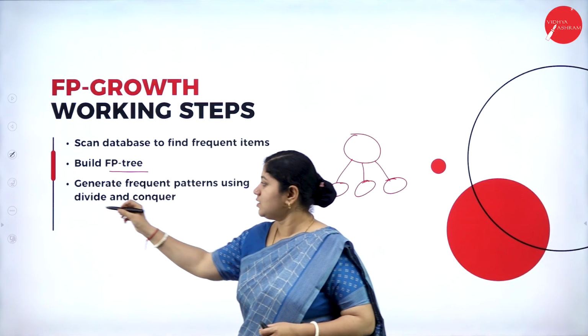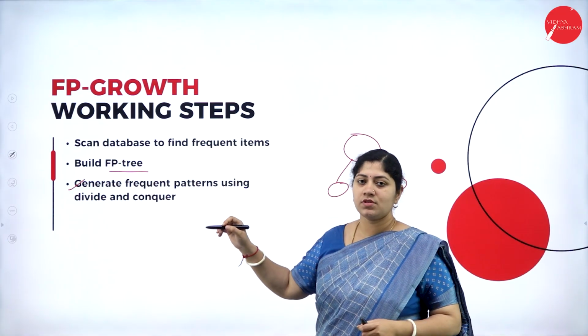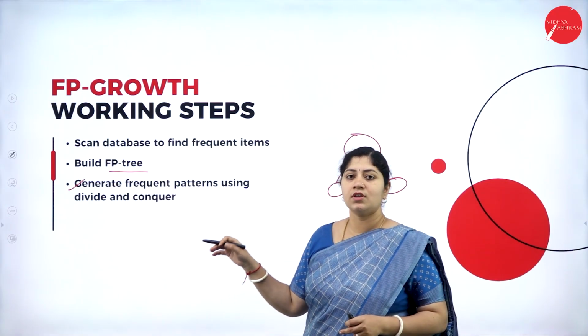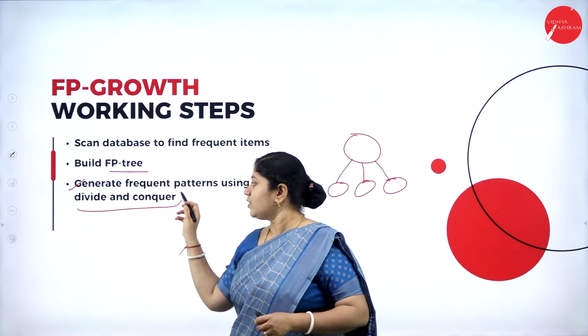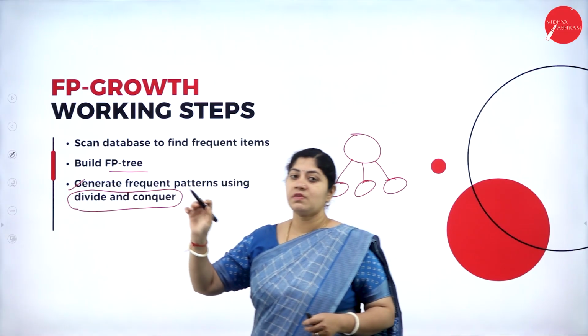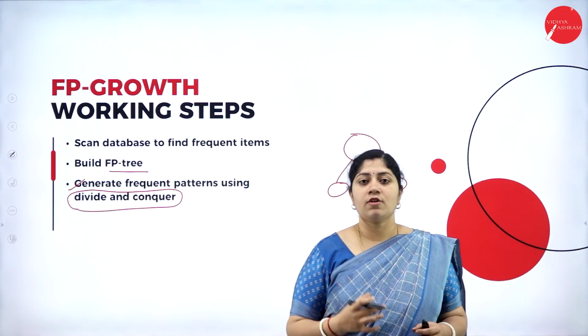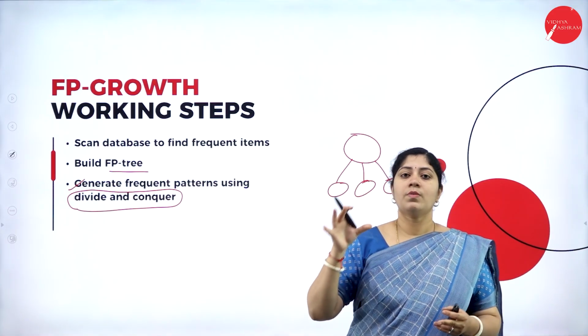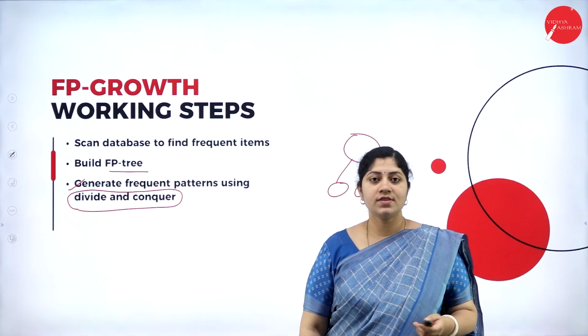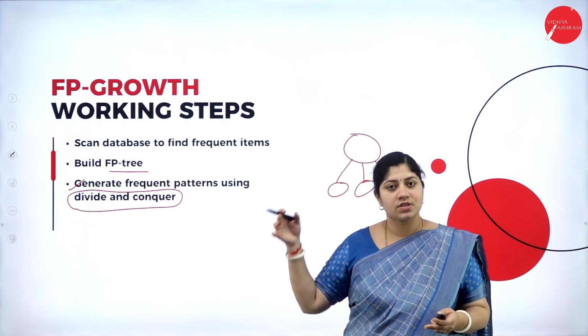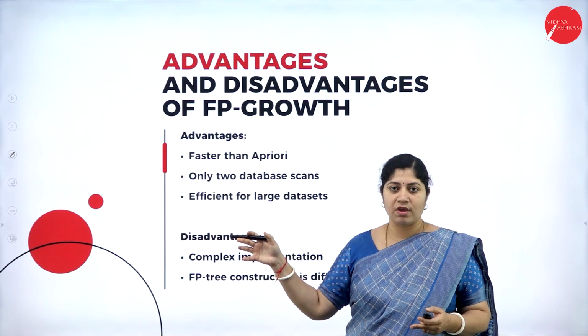The next step is generating frequent patterns using the divide and conquer rule or method. Please note, this is very, very important. We will be utilizing the divide and conquer concept to form an FP tree. So this is the complete set of steps involved with respect to FP growth.